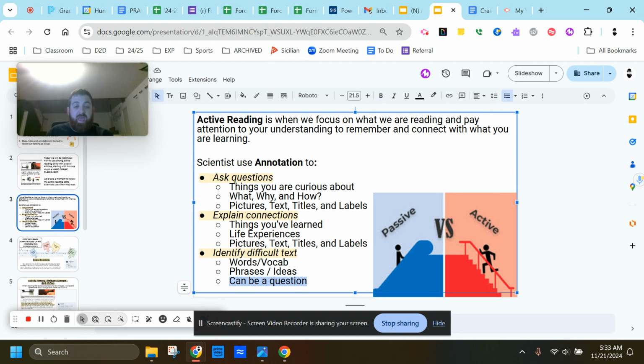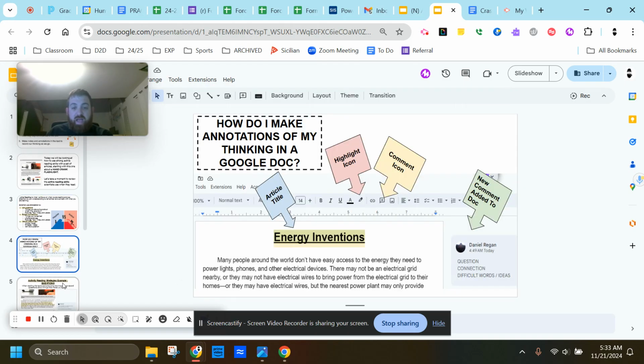As we annotate, we're going to be inside of a Google Doc. Remember, as we annotate, we're looking to highlight using that highlight icon. We're looking to add our comments here, and then on the side, we're looking to type in those questions, those connections, those difficult words or ideas as we are going through and annotating.